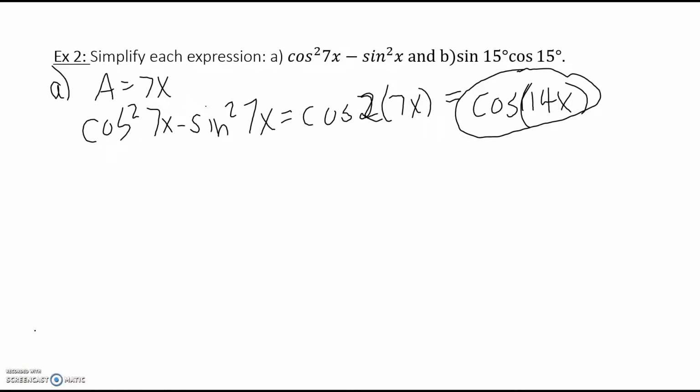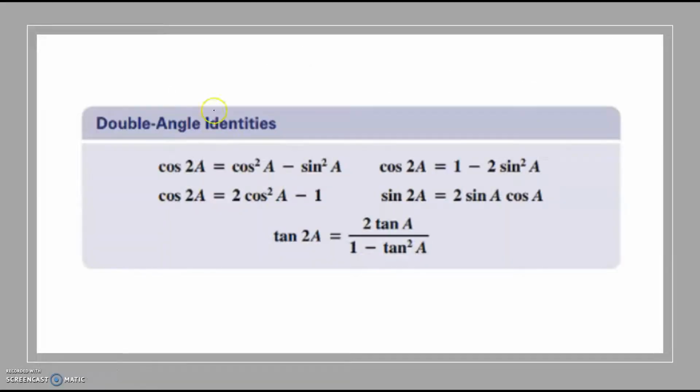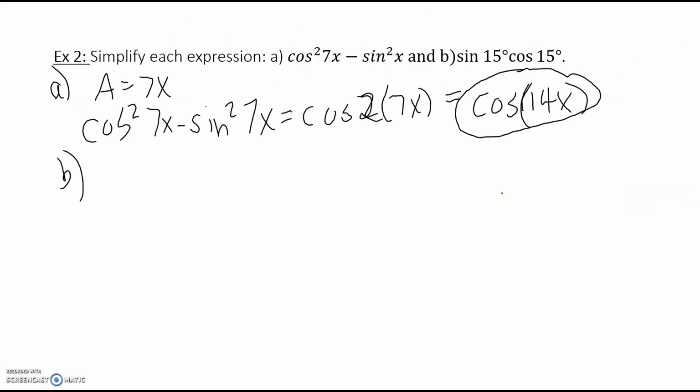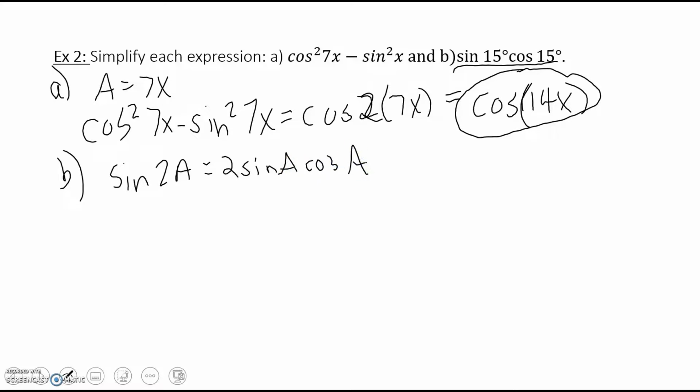Now, when we look at part B, it looks like the double angle identity for sine, but not exactly like the double angle identity for sine. So let me go back really quick to show you the double angle identity for sine. So we have sine of 2a is equal to 2 sine a cosine of a. So what is this one missing here? It's missing that 2 in front. So if we write sine of 2a equal to 2 sine a cosine of a, it almost looks like that, but not quite. It's missing that 2 in front.